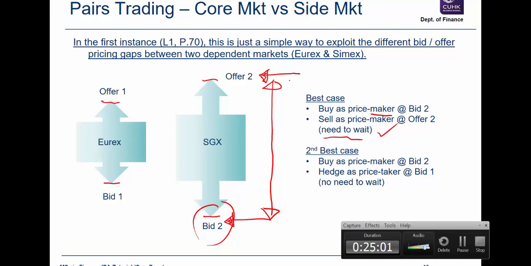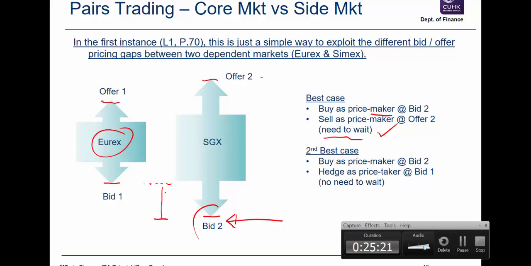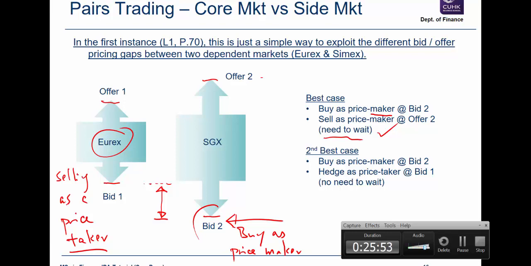The alternative, of course, is as soon as somebody hits your bid in Singapore, you just turn around and right away you hedge in Eurex. But then the money that you now make is the difference between here and here, because here you are buying as a price maker, whereas here you are selling, but you are selling as a price taker. So you are selling at someone's bid. Are you with me? Does that make sense to you now? Okay, so that is what I call the second best case.